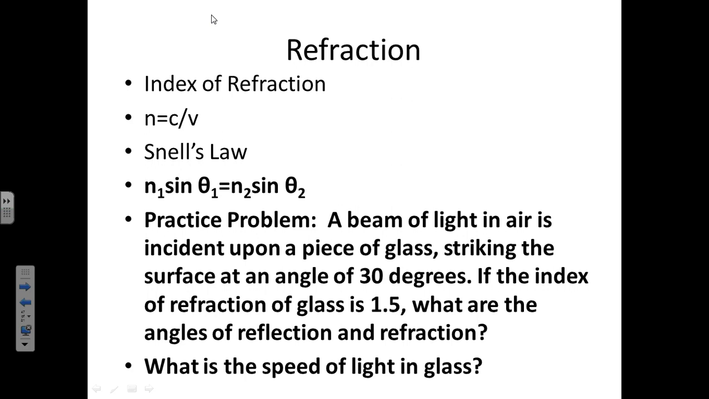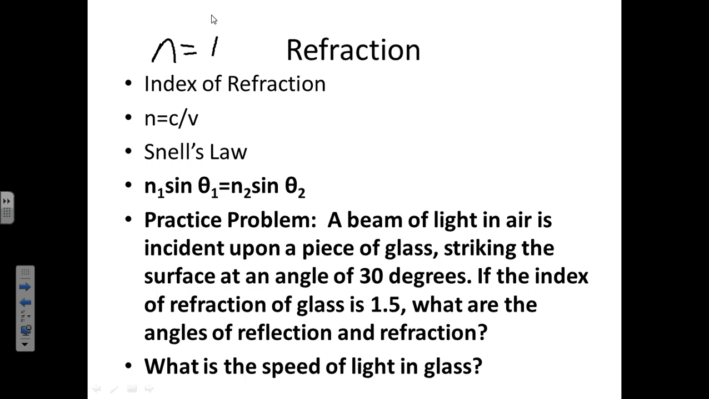So notice what we've got there. A beam of light in air is incident upon a piece of glass, striking the surface at an angle of 30 degrees. If the index of refraction is 1.5, what are the angles of reflection and angles of refraction? All right, we're going to call the index of refraction for light in air essentially 1.